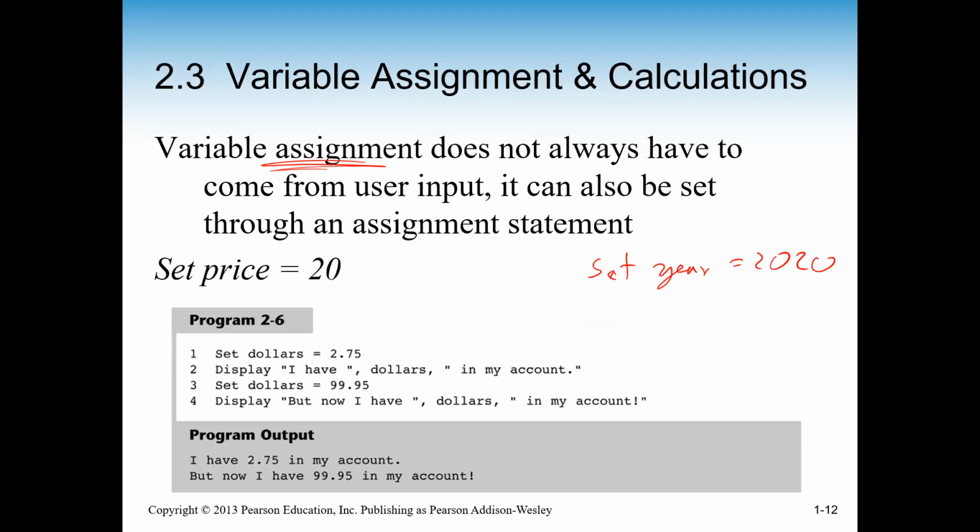Classic year, right? One for the history books. And so you can certainly assign variables inside the program itself. So variable assignment does not always have to come from the user input. It can also be set through an assignment statement, such as this one, assign 20. Right now I'm just randomly talking about assigning things. Later on, we have to get a little bit more specific about the types of things we can assign.